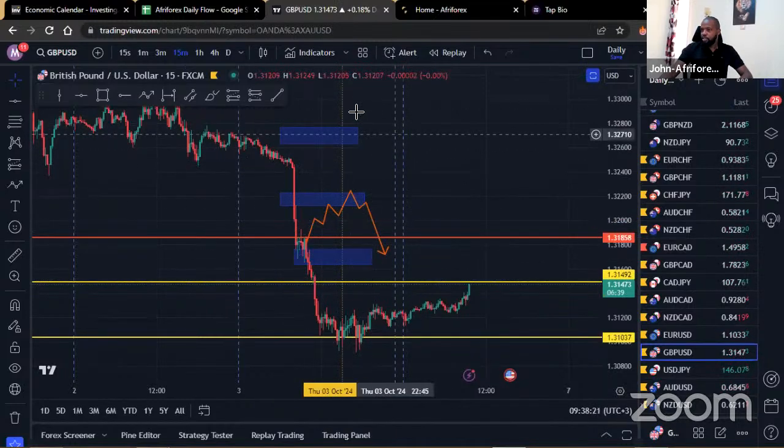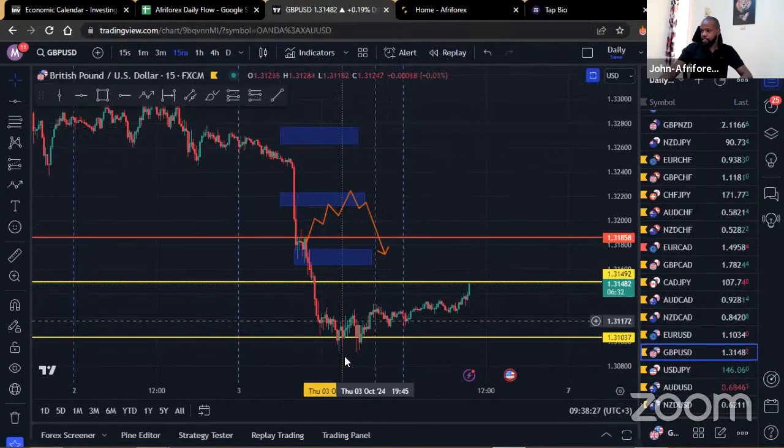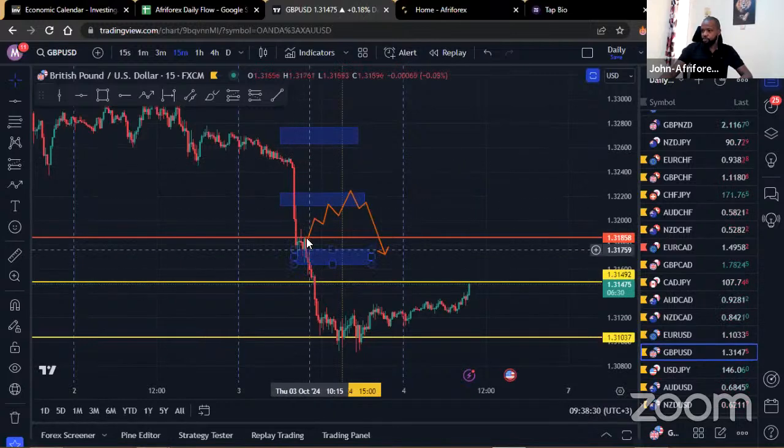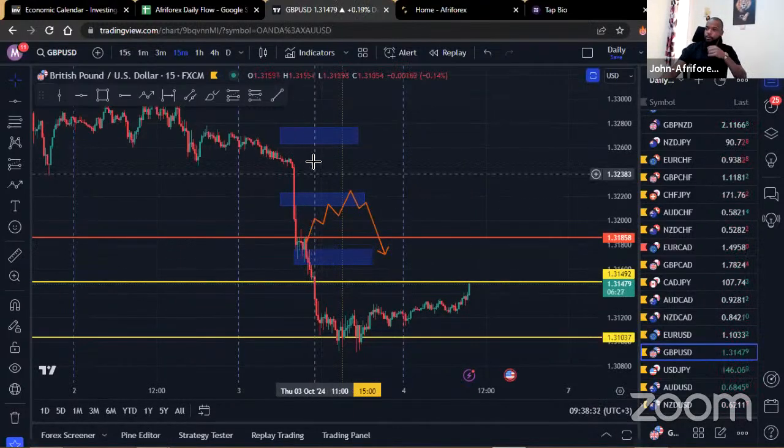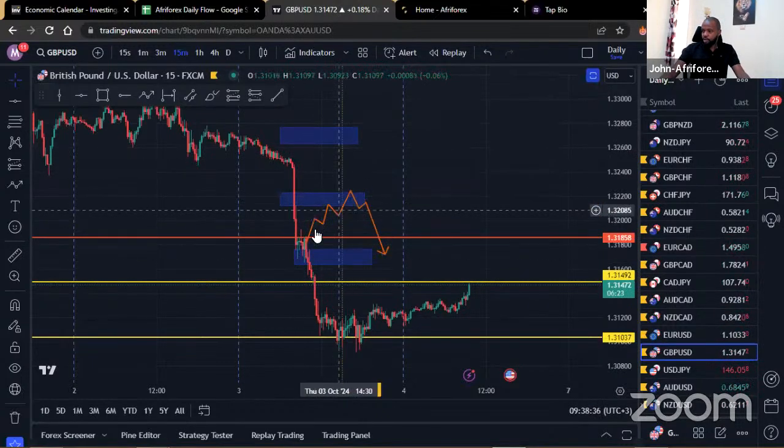So the next one, this is the Great British Pound against the US dollar. So for this one, I'm going to be trying to see whether we can get sales. You can see yesterday it was the same plan, similar situation like we've seen on the rest of the GBPs. The moves coming down were quite aggressive. We were expecting maybe some sort of a pullback to come in.